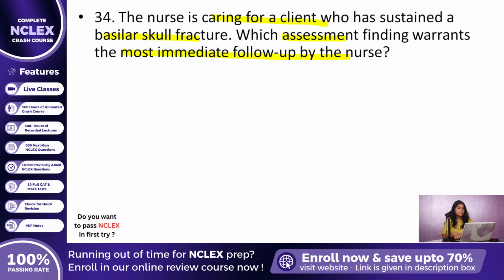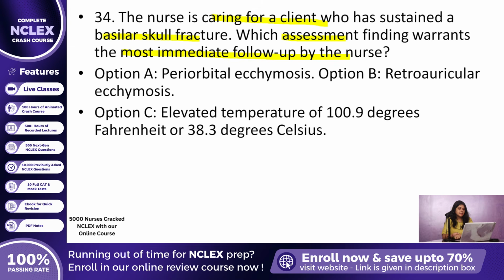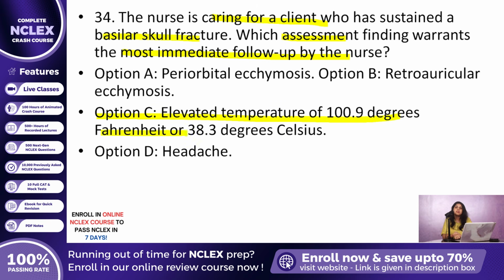Option A, periorbital ecchymosis. Option B, retroauricular ecchymosis. Option C, elevated temperature of 100.9 degrees Fahrenheit or 38.3 degrees Celsius. Option D, headache. The correct answer is option C, elevated temperature of 100.9 degrees Fahrenheit. Now, let us explain why this symptom is a red flag.